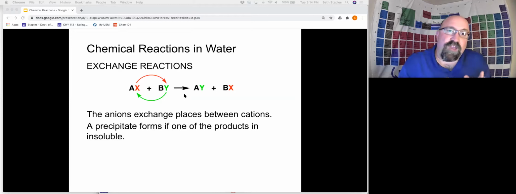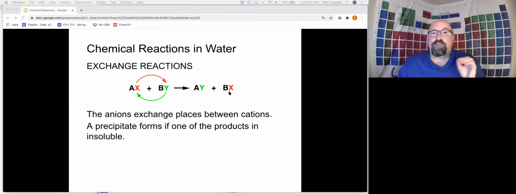A precipitation reaction will happen by way of what we call an exchange reaction. We mentioned this a little bit last time when we looked at a precipitation equation. In an exchange reaction, you can view it as the anions exchanging with each other. So here we have just generic equations, AX and BY. What's going to happen is that Y is going to come together with A to form one of our products, and X is going to come together with B to form our other product.